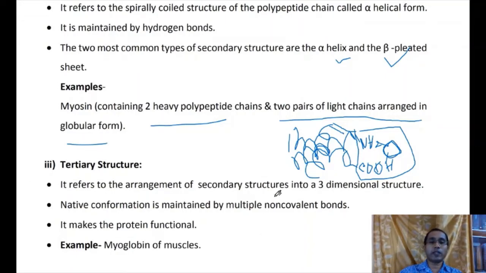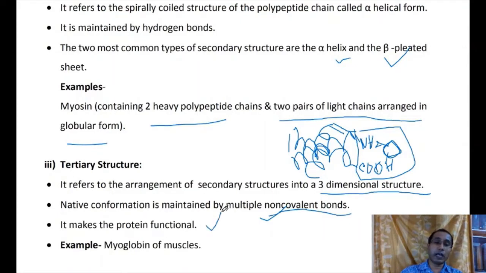It refers to the arrangement of secondary structures into a three-dimensional structure. Three-dimensional because three different chains are attached to each other and make common bonds. Native conformation is maintained by multiple non-covalent bonds. It makes the protein functional. This is the important thing: up to secondary structure, the protein may or may not be functional. From the tertiary structure, it should be functional. Myoglobin of muscle is an example of tertiary structure.